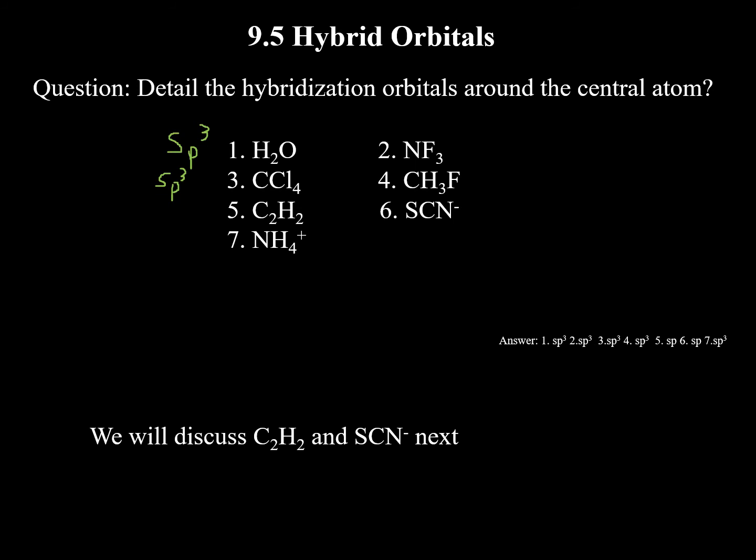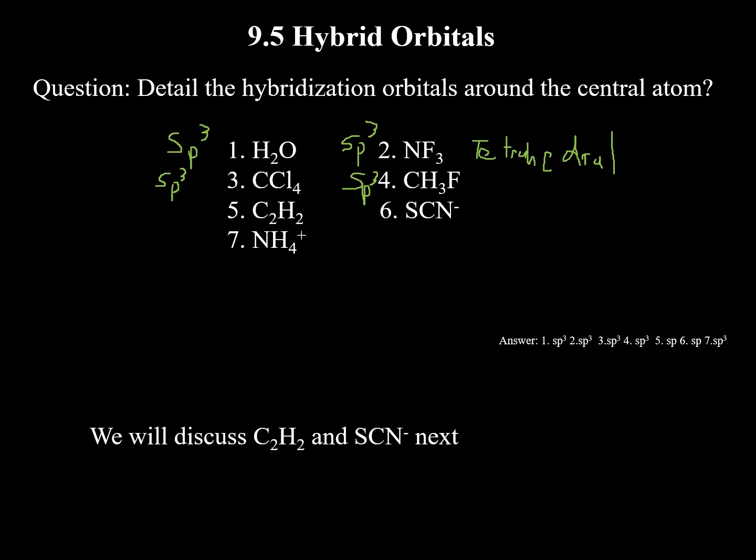The NF3 would be tetrahedral. Let me write this out here, tetrahedral. Tetrahedral electron domain. We know the shape is a trigonal pyramid. However, the electron domain is tetrahedral. There's 4 groups attached to the N. So this would be an sp3 as well. sp3 for the following. The CH3F would be sp3.